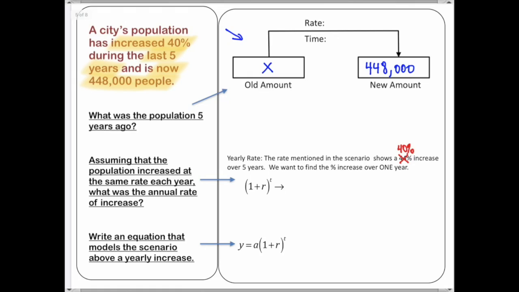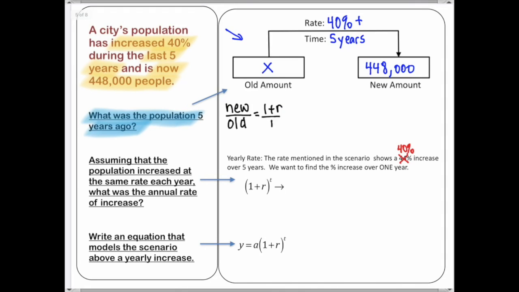Now we know that the rate was a 40% increase over 5 years. This usually sets the stage for the process here, and you'll see why this makes sense in a moment. The first thing that we are tasked with is, it says, what was the population 5 years ago? So population 5 years ago, let's call on what we just learned in the prerequisite skills here, the formula that looks like this.